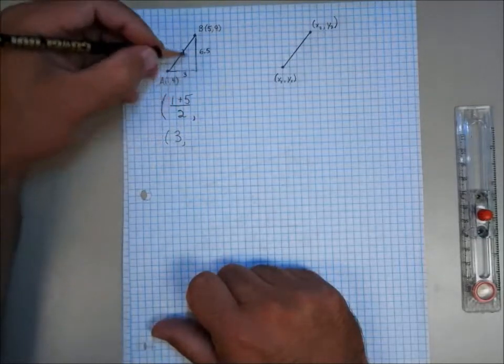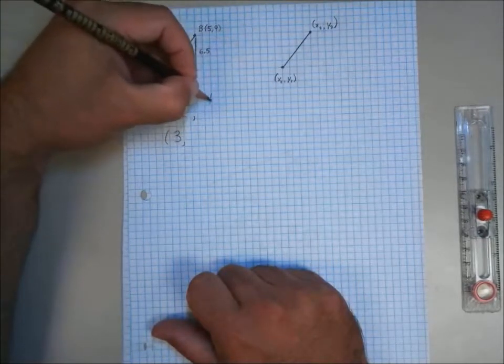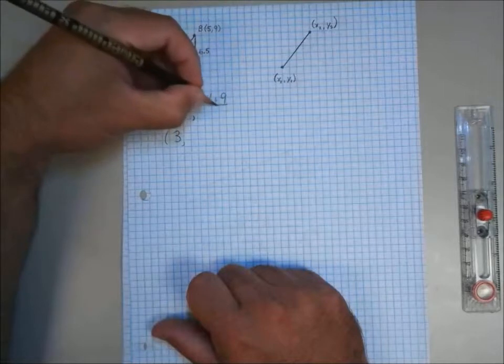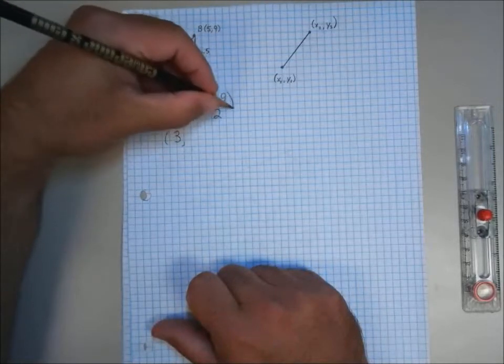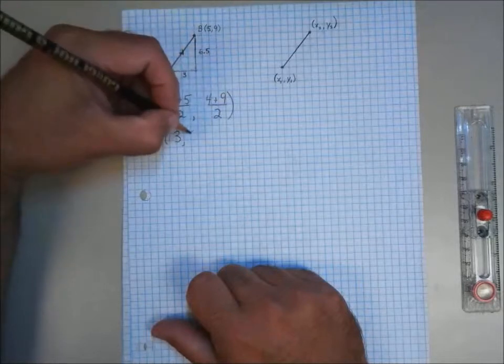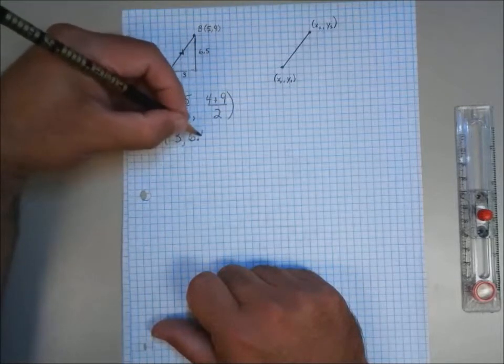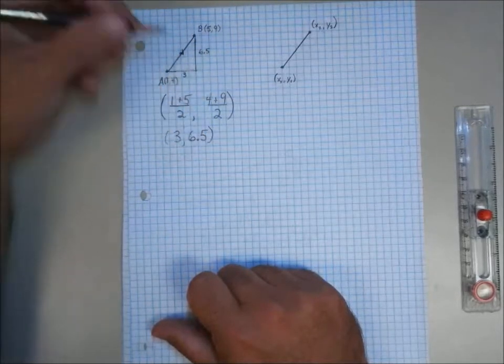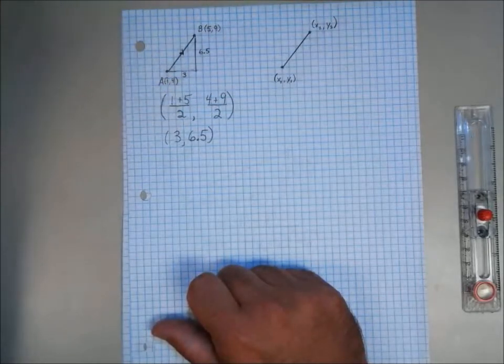Do the same thing over here. 4 plus 9 and divide that by 2. So you get 13. 13 divided by 2, 6.5, or you could say 13 halves. They're all three exact values there. So I'm okay with any of those.